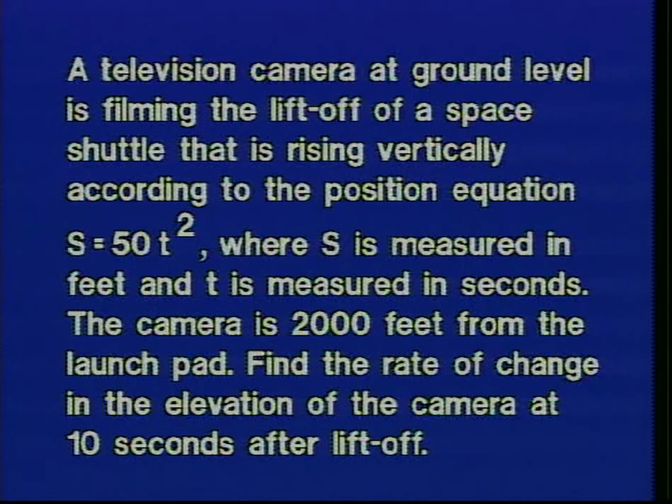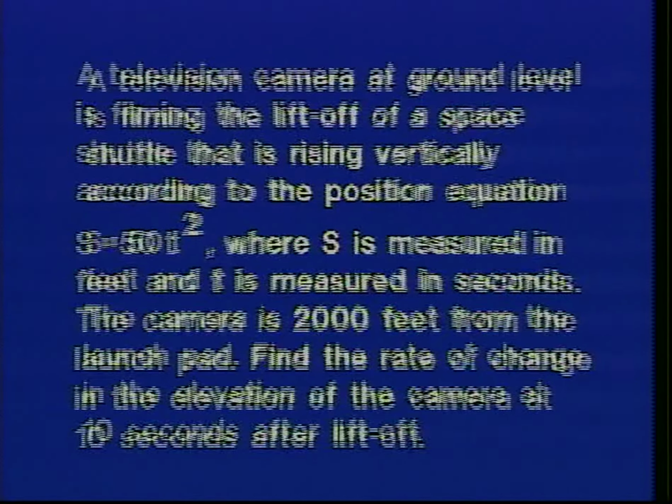A television camera at ground level is filming the liftoff of a space shuttle that is rising vertically according to the position equation S equals 50t squared, where S is measured in feet and t is measured in seconds. The camera is 2,000 feet from the launch pad. Find the rate of change in the elevation of the camera at 10 seconds after liftoff. So here we're freezing time at 10 seconds after liftoff.